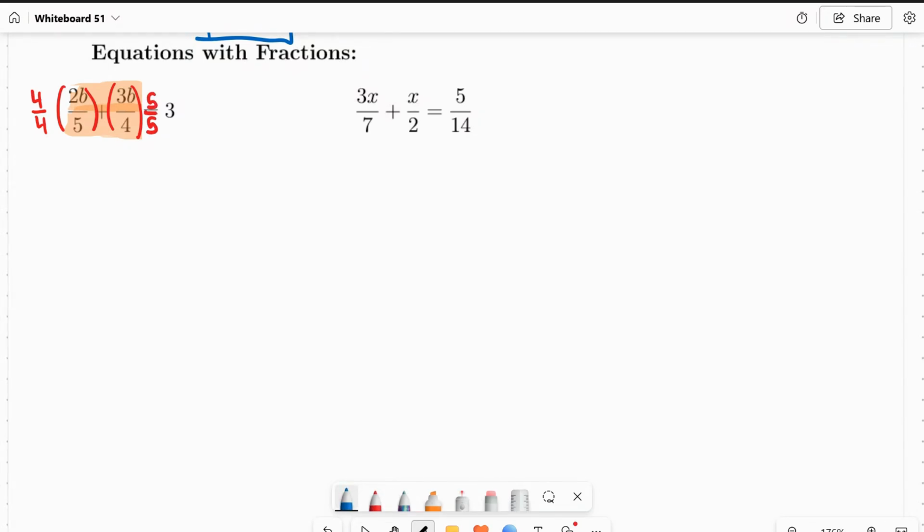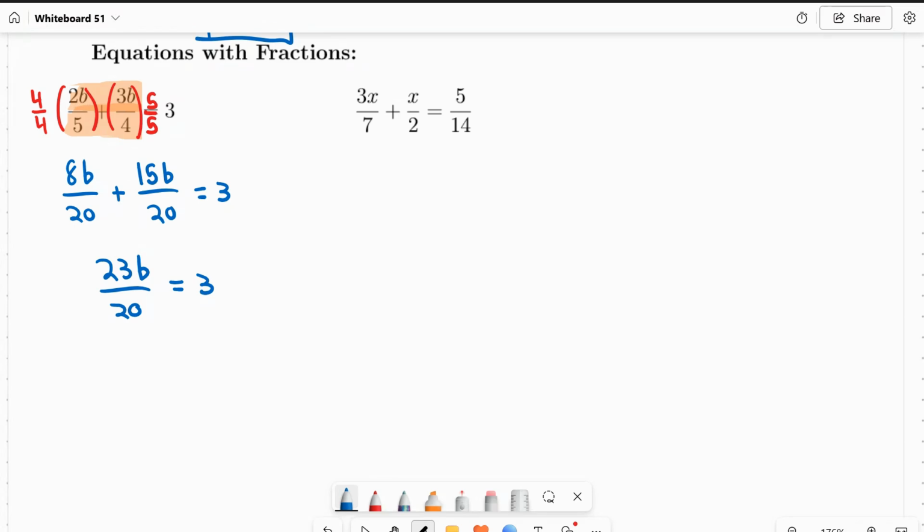So now multiplying, I've got 4 times 2b, which gives me 8b, over 4 times 5, which is 20, plus 5 times 3b, which is 15b, over 4 times 5, which is 20, which still equals 3. I haven't multiplied 3 by anything. Now that I have a common denominator, I'm going to go ahead and combine my fractions. So, adding my numerators, 8b plus 15b, it's going to give me 23b, which is still over 20, equals 3.